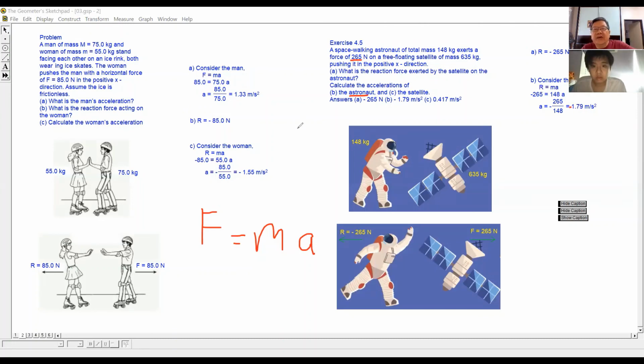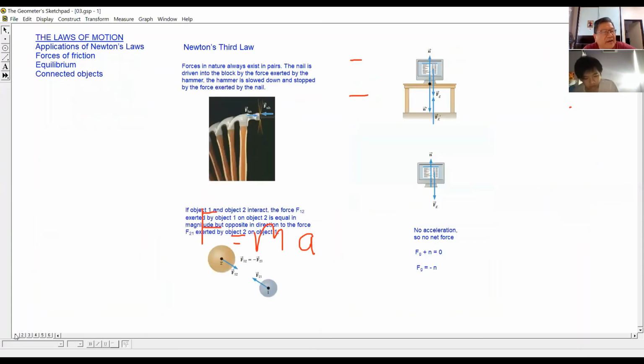Okay. Next one. What is the acceleration of the satellite? 265 divided by 635. The other way around. Positive or negative? Positive. How much is it? 0.417. Right? So very simple. This is what they meant by this application of Newton's law.